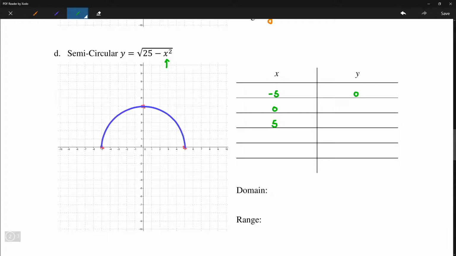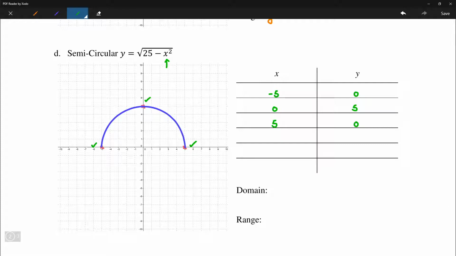Likewise, if we substitute in 0 for x, 0 squared is 0. 25 minus 0 is 25, and the square root of 25 is 5. And finally, when we substitute in x equals 5, we get y equals 0 as well. So these are the 3 points that were plotted and the graph was made.